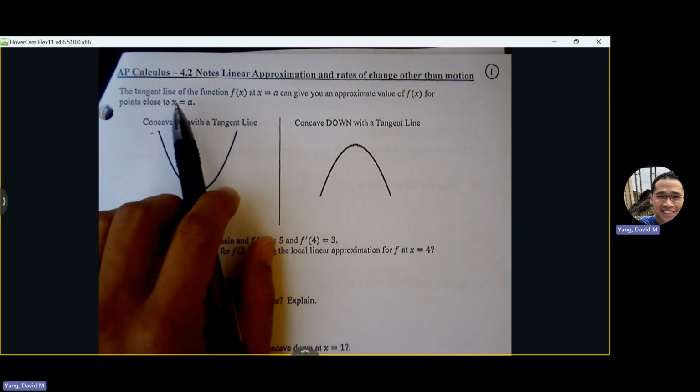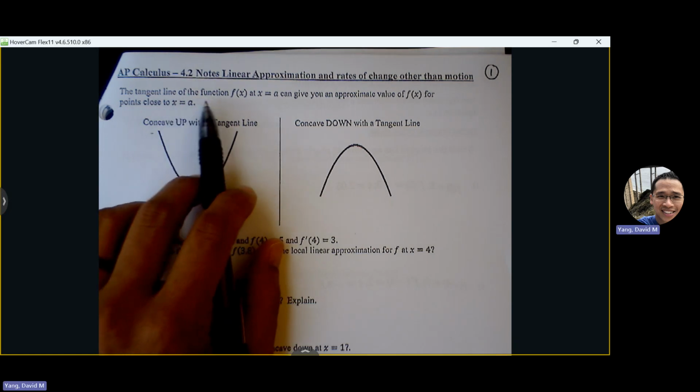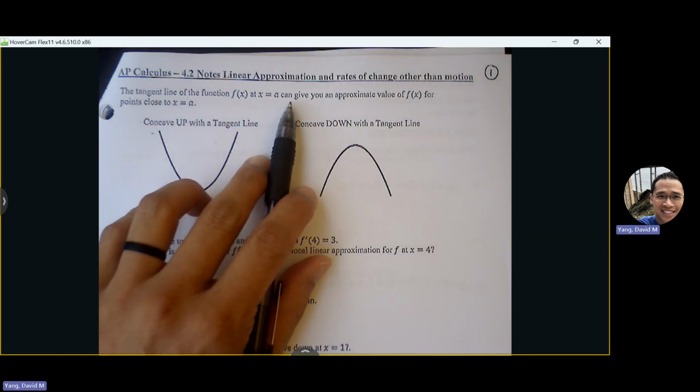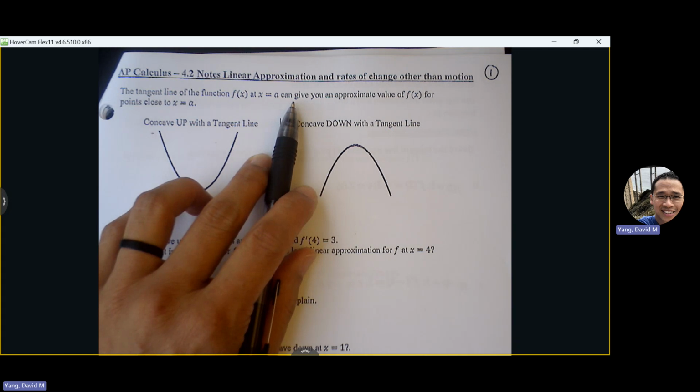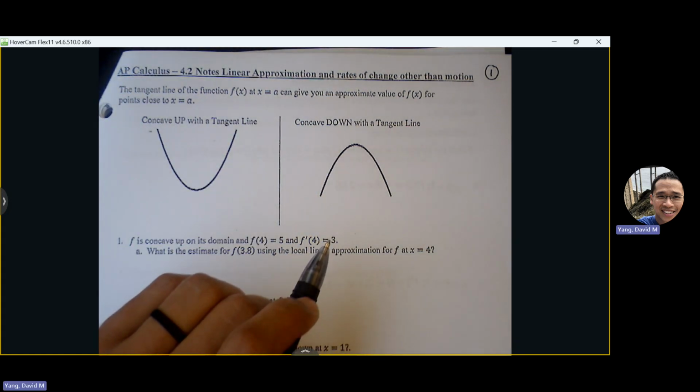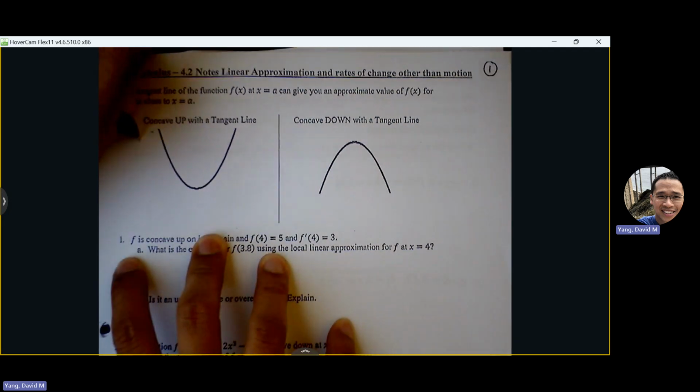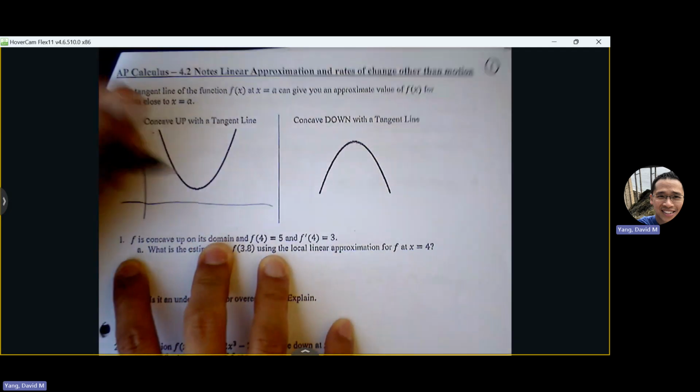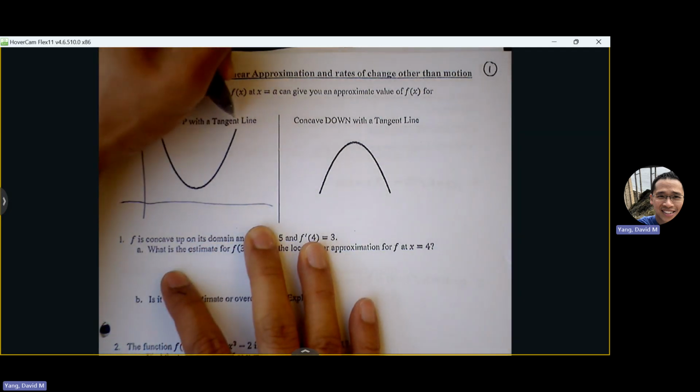Okay, so page 1. It says the tangent line of a function f of x at x equals a can give you an approximate value of the function at a point close to a. So let me draw a graph here. Let's say this is the f of x graph.